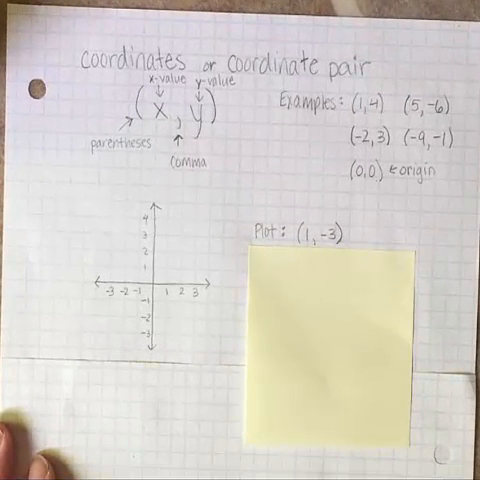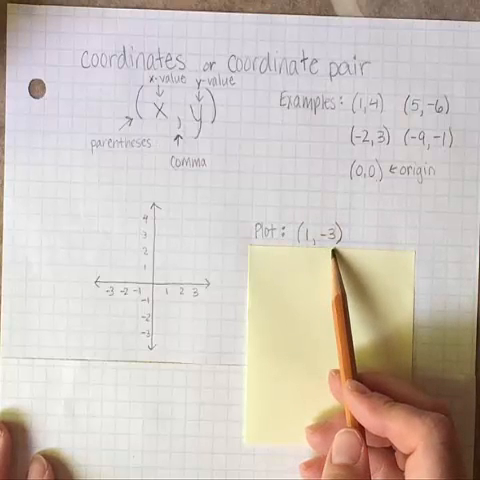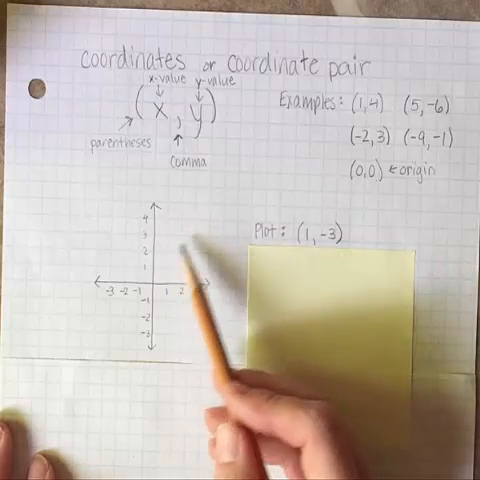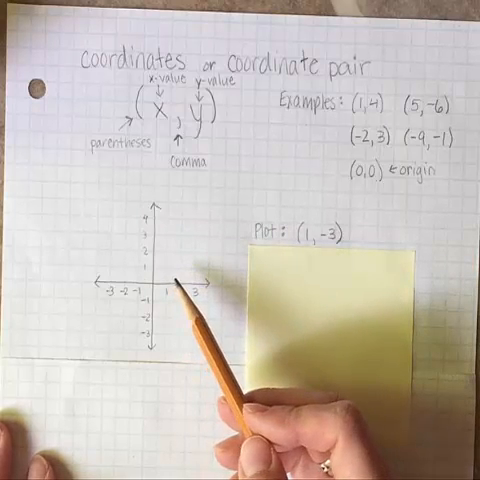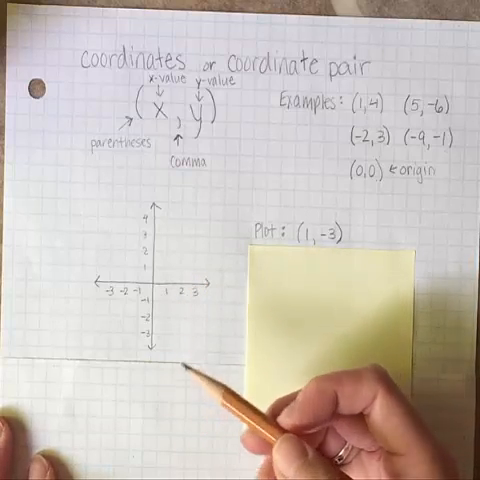To work with a coordinate grid, you'll either be given a coordinate pair like this one and be asked to plot it on a coordinate grid, or you may be given a point on a grid and you will be asked to come up with the coordinates for that point. So I'm going to show you how to do each of those things.